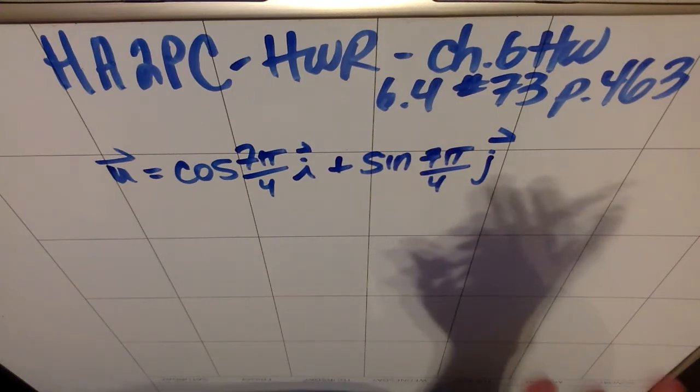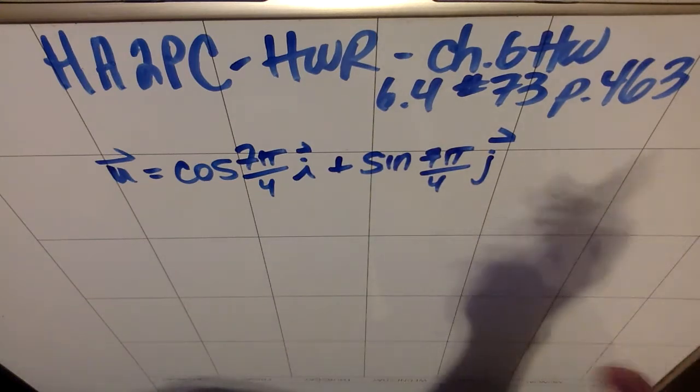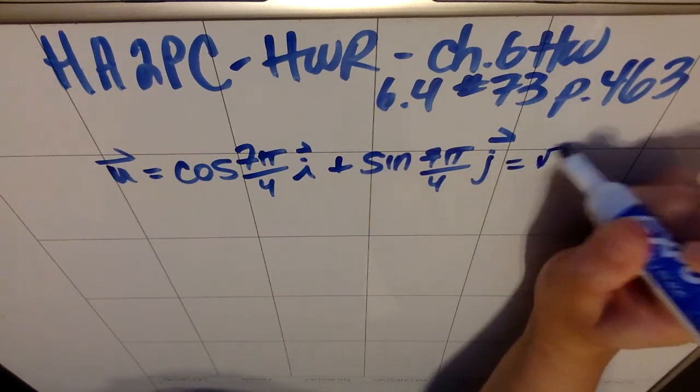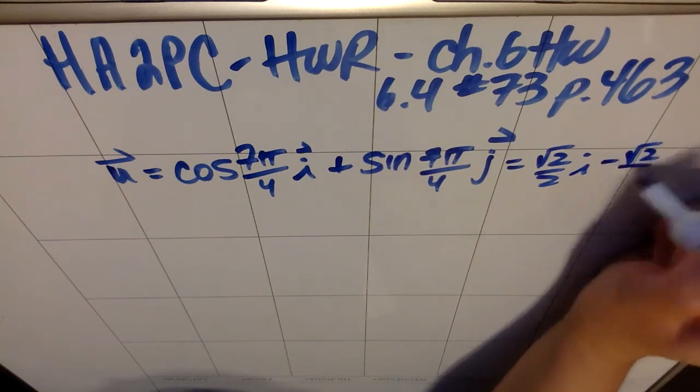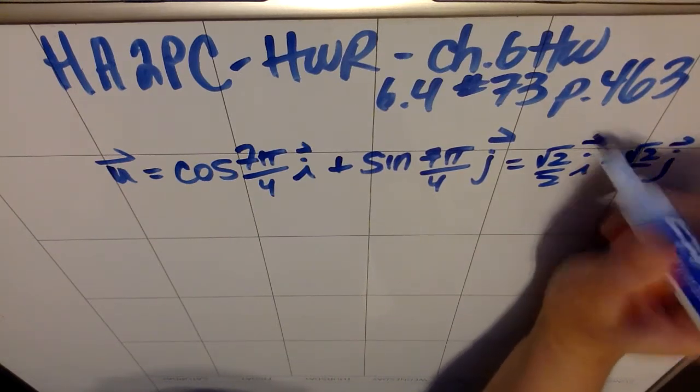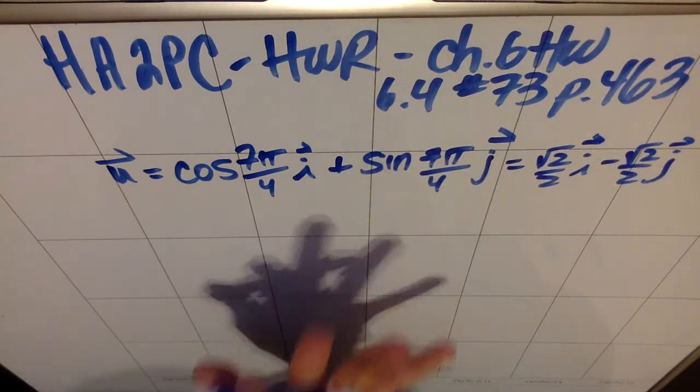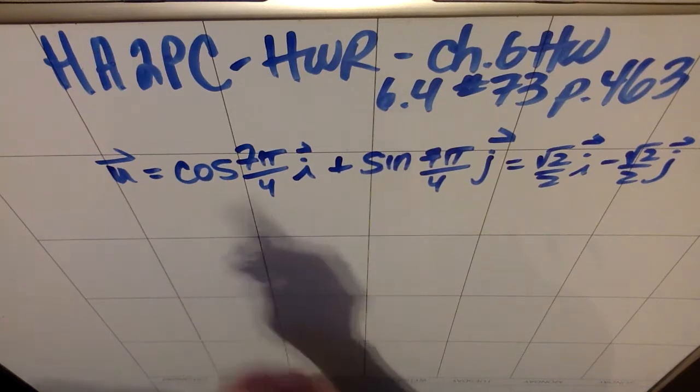While you could rewrite this as, for instance, root 2 over 2 i minus root 2 over 2 j, it doesn't actually benefit you to do so. This is better, okay? So it's worth noting that this vector is at angle 7 pi over 4.